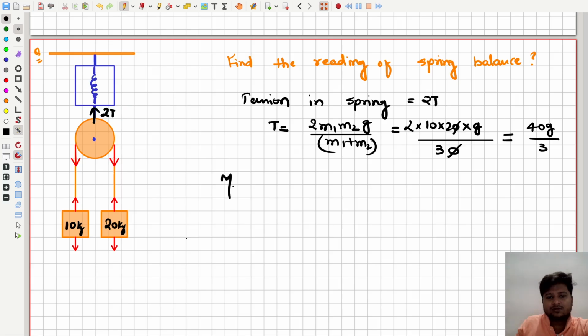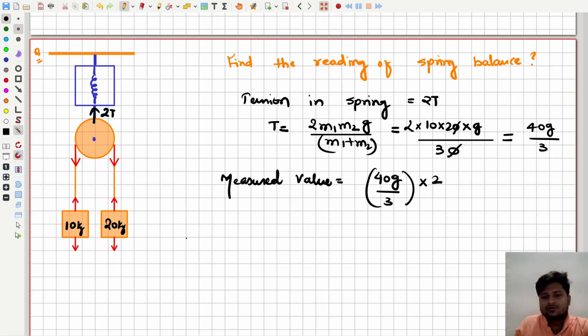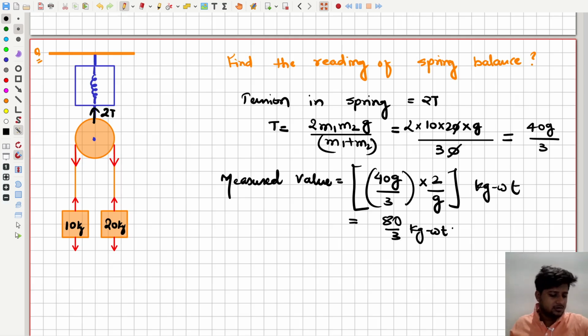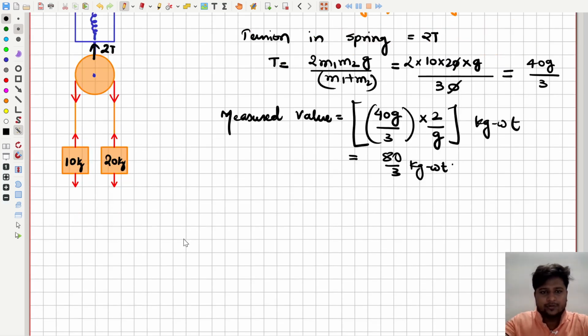So therefore, the measured value by the spring will be how much? 40g by 3 into 2 divided by g in terms of kg weight. So this is how much? 80 by 3 kg. Clear or not? Tiwari, did you understand? Okay. Are you able to get me or not?